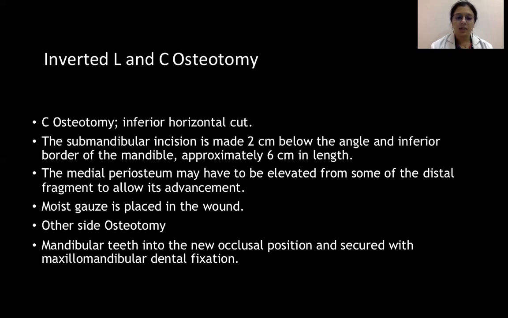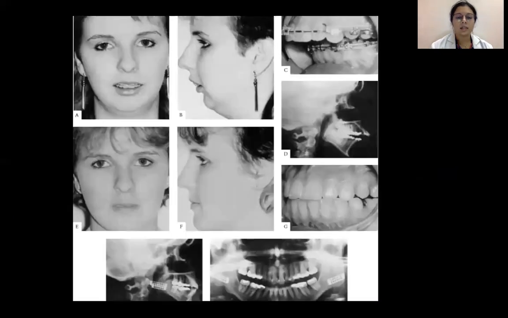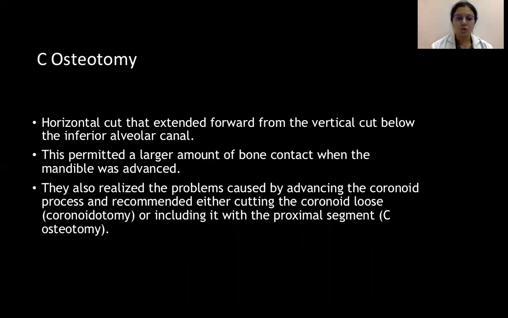Moist gauze is placed in the wound. The other side osteotomy is carried out. The mandibular teeth are placed into the new occlusal position and secured with maxillomandibular fixation. This is again a pictorial representation of the technique. This is an example of a patient in whom this procedure was carried out, with the preoperative and postoperative pictures.